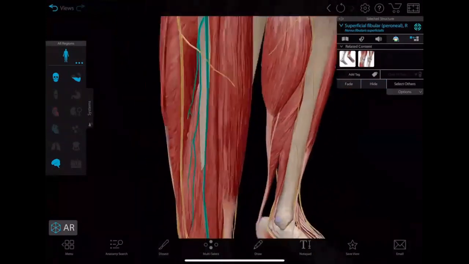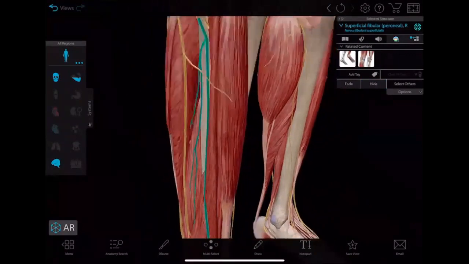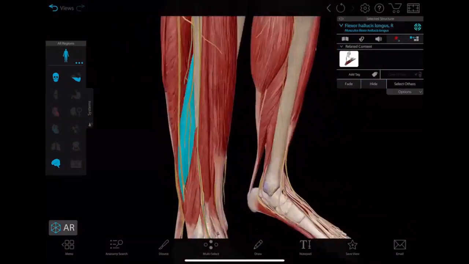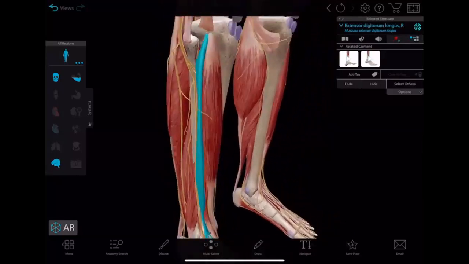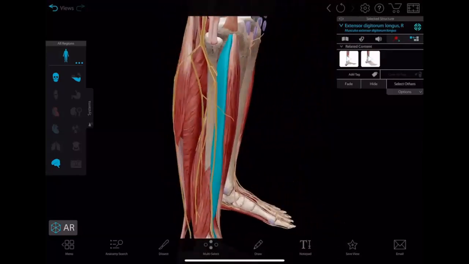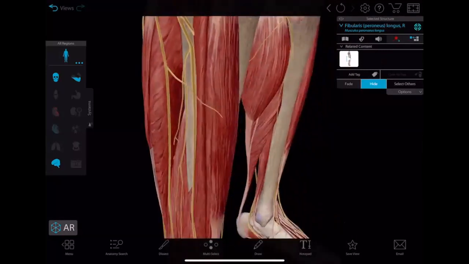We have already seen the peroneus longus, right? This one is peroneus brevis, and this one is extensor digitorum longus, right? This is extensor digitorum longus, and this one is tibialis anterior. Extensor digitorum longus, this is peroneus brevis, and this is peroneus longus. So this is the superficial fibular nerve.